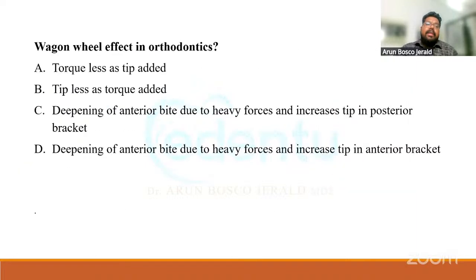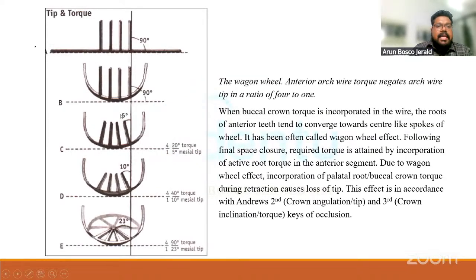Okay, going to the next question, which is wagon wheel effect in orthodontics. This is actually a very rarely asked concept at the UG level. This is actually a PG level question. So what is wagon wheel effect? See this image. The first image shows 4 rows of wires which are welded to a straightened steel wire. So this is in the same plane. This is the rectangular wire, and these are the rods which are soldered 90 degrees to the plane of this arch wire.